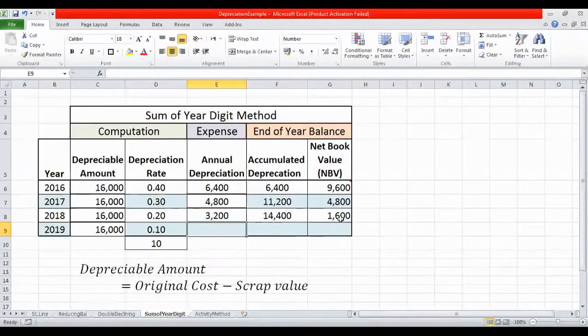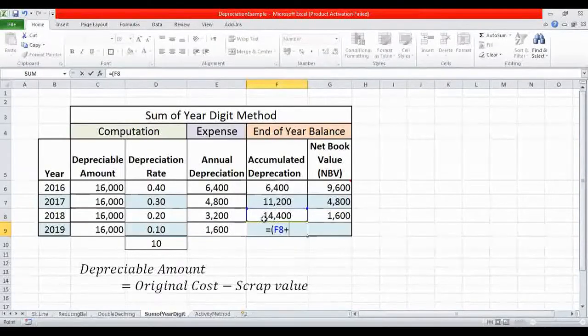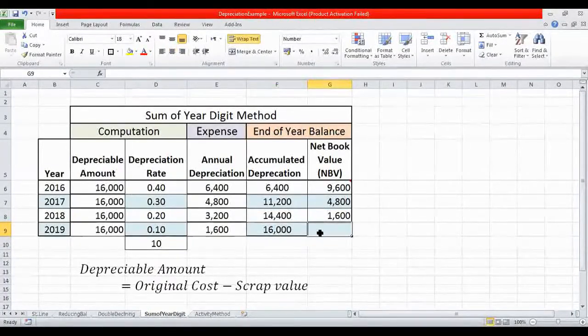And last year we are going to calculate 10% of this. You can see that only 16,000 is left. So if we calculate this value again, 1,600. So 1,600 will be added into 14,400. So it will be equal to 16,000 itself. So this amount plus this amount is going to be 16,000. So 16,000 minus the initial amount is going to give us 0.